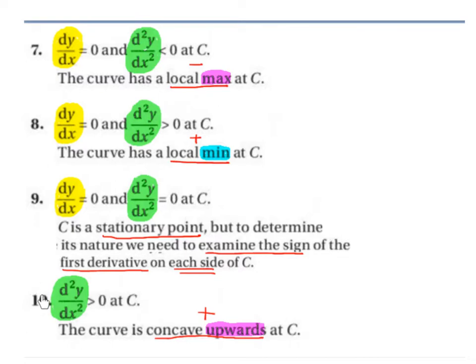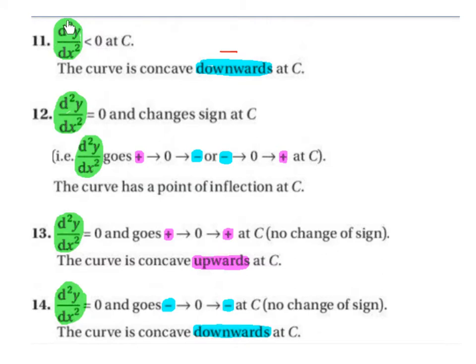Point 10. If d²y/dx², the second derivative, is greater than 0 at c, the curve is concave upwards at c. Point 11. If d²y/dx² is less than 0 at c, the curve is concave downwards at c. Point 12. If d²y/dx² is equal to 0 and changes sign at c, i.e. goes from positive to 0 to negative, or from negative to 0 to positive at c, the curve has a point of inflection at c.